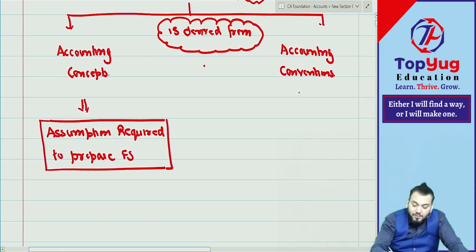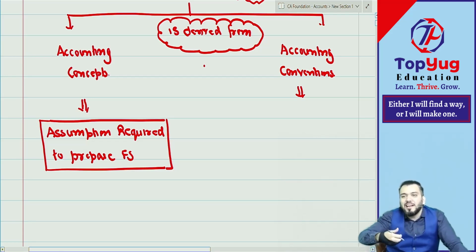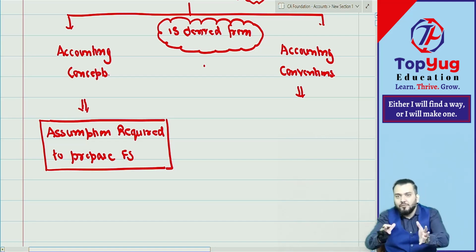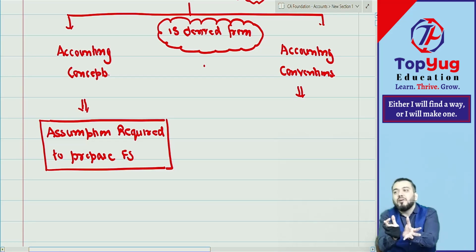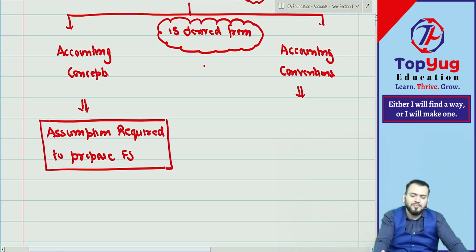What are accounting conventions? Accounting conventions means the guidelines which are derived from the practice of accounting. Because we are practicing something, while practicing we form our own guidelines, and those become accounting conventions.